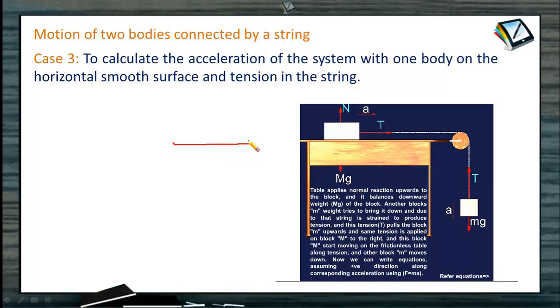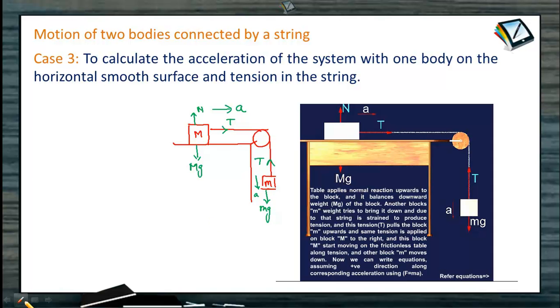We have two bodies. One body is on the horizontal surface, another body is vertical. Let us consider this body as capital M and another body as small m. This is a smooth surface. Let us see what forces are acting on these two bodies. One force is mg, another is tension T. Here tension T, and this is capital Mg, which is balanced by the normal reaction N. This is coming down with acceleration a. Since the string is inextensible, this is also acceleration a.